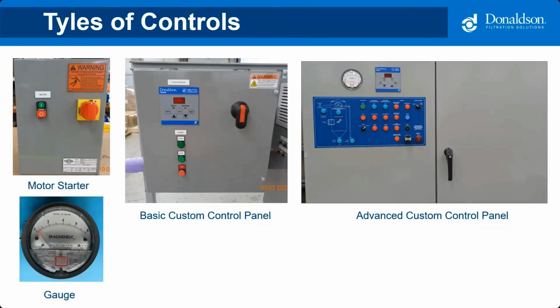What this does is it turns the fan motor on and off with manual buttons, and it protects the motor from short circuits and overloads. A motor starter is often paired with some kind of gauge to monitor differential pressure in the collector, which tells the operator the condition of the filters. For laser cutting applications, I generally recommend a basic or advanced custom control panel.